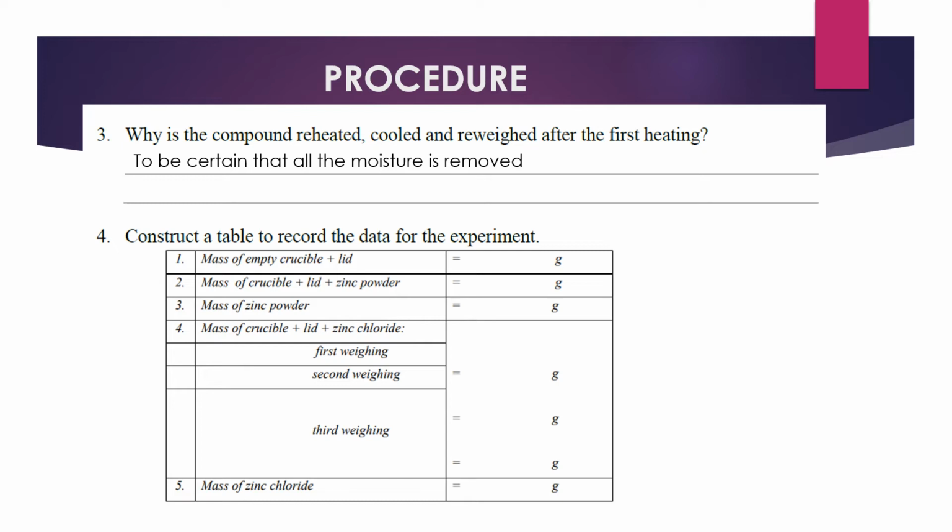Procedure question number 3. Why is the compound reheated, cooled and reweighed after the first heating? The answer is to be certain that all the moisture is removed, or you can say it as to make sure all the moisture in the compound is completely dry.